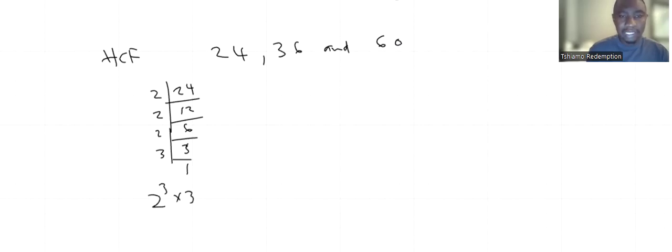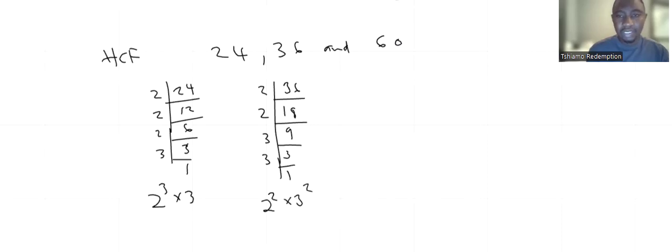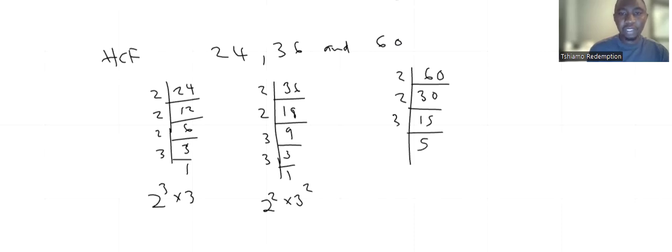I do for 36, divide by 2, I get 18. Divide 18 by 2, I get 9. Divide 9 by 3, I get 3. Divide 3 by 3, I get 1. So for 36, I get 2 squared multiplied by 3 squared. Let's do for 60. Divide by 2, I get 30. Divide by 2, I get 15. Divide by 3, I get 5. Divide by 5, I get 1. So for 60, it will be 2 squared multiplied by 3 times 5.